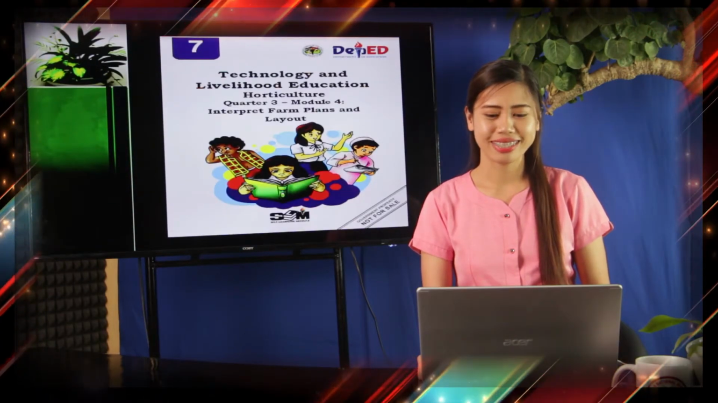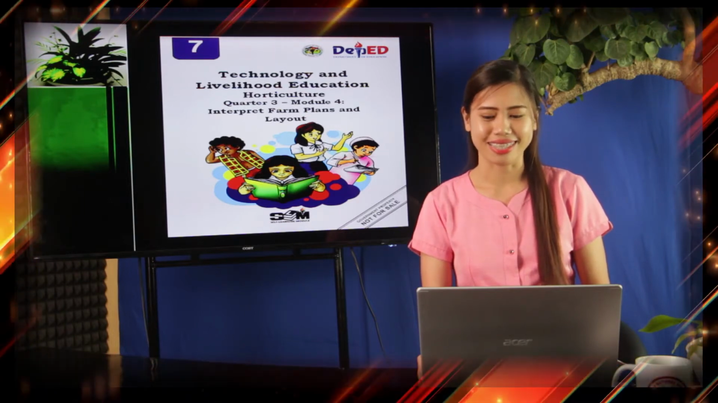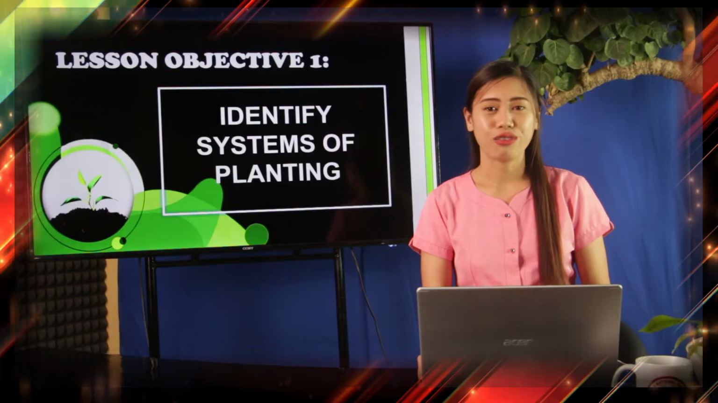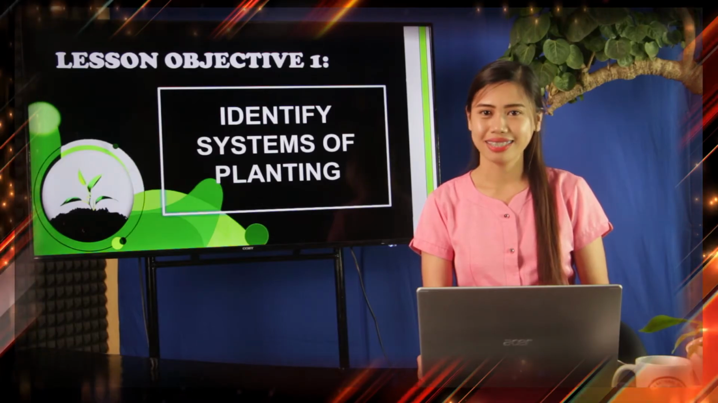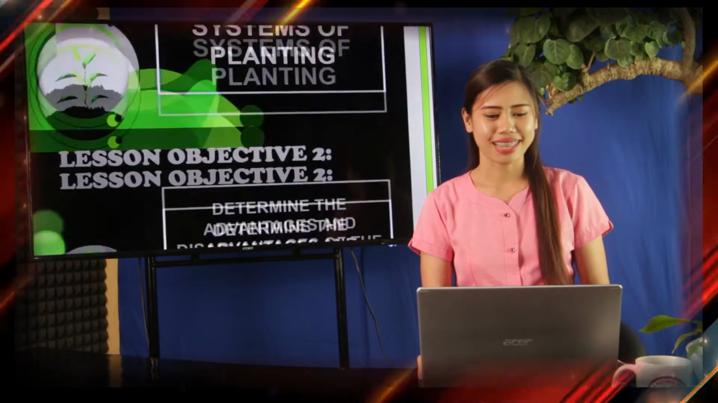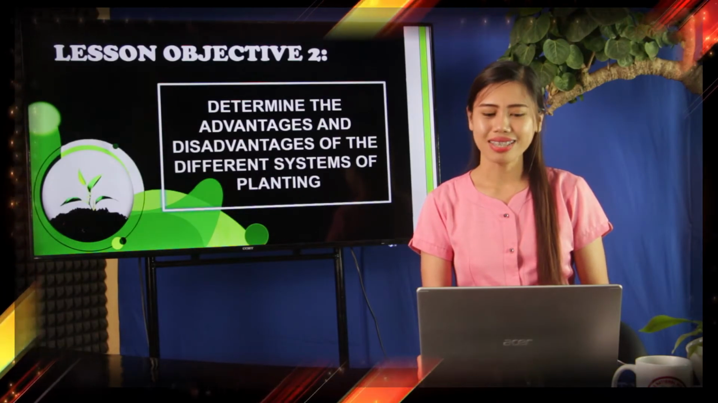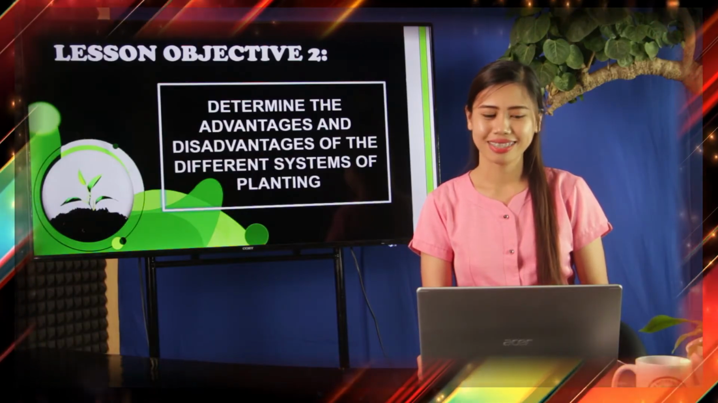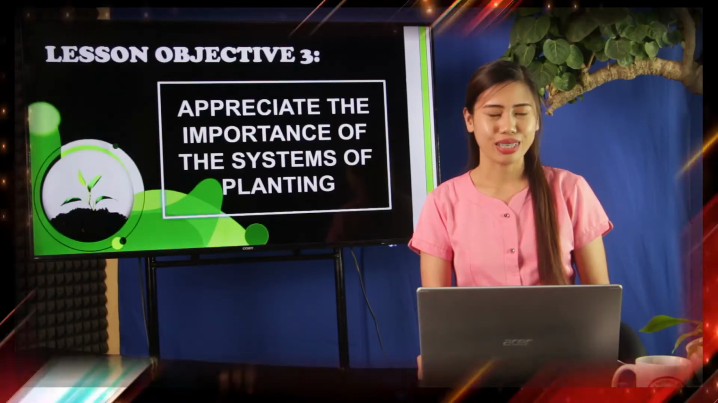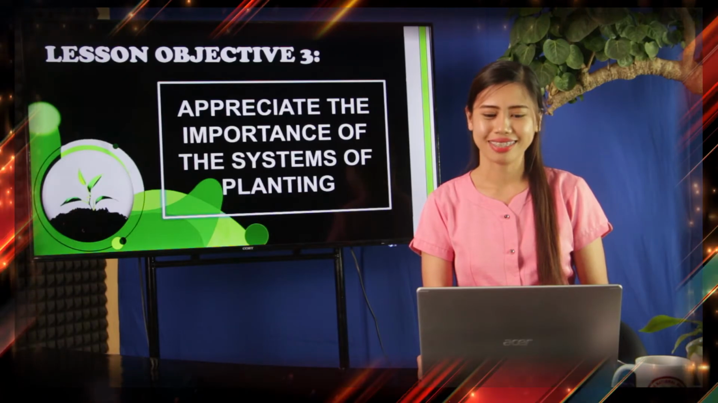Before we proceed, here are our lesson objectives for today's lesson. First, identify the systems of planting. Second, determine the advantages and disadvantages of the different systems of planting. Third, appreciate the importance of the systems of planting.